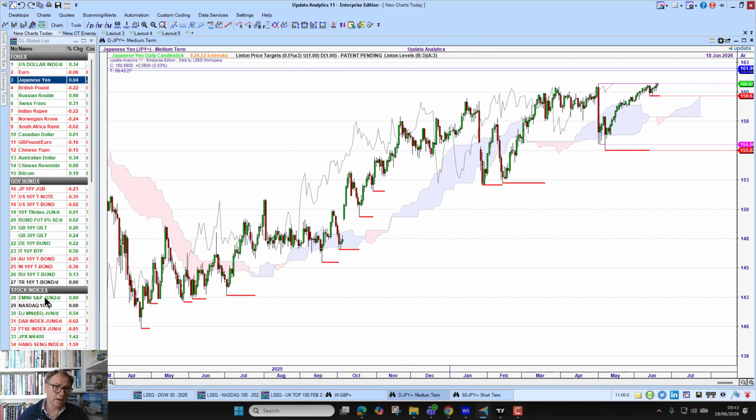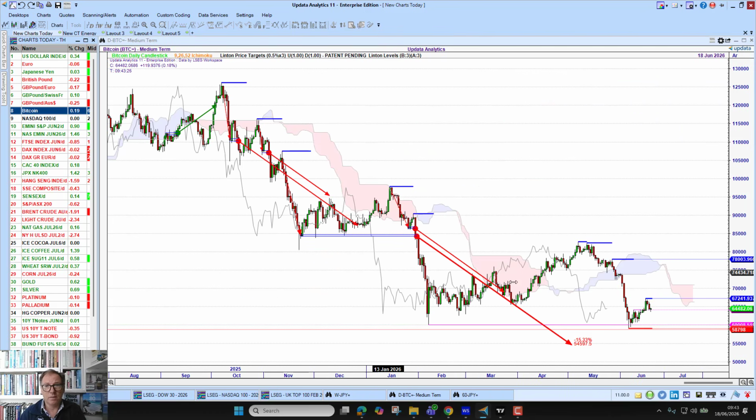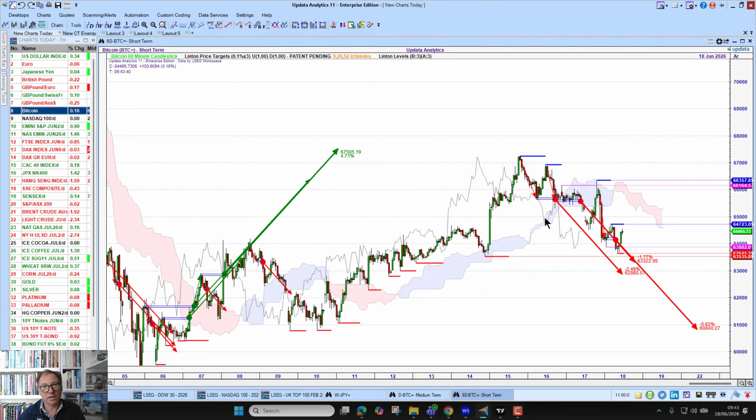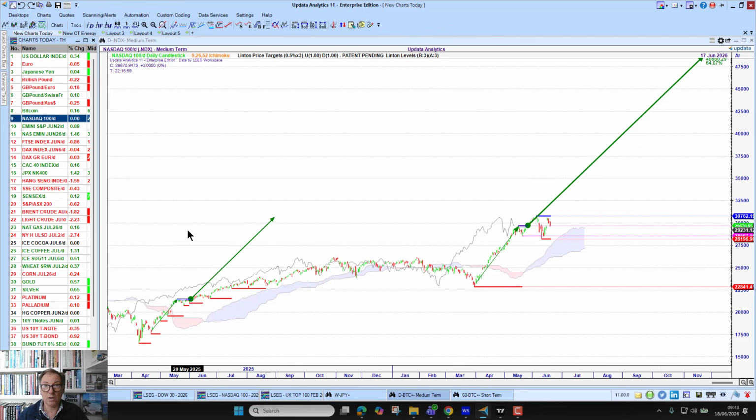So looking at stocks, first of all, we have a quick look at Bitcoin. Still looking pretty weak on the daily. The 60-minute chart for Bitcoin, downside targets there, that's also looking weak. And the key point there is that we are in a downtrend, and the weekly chart is also very bearish.